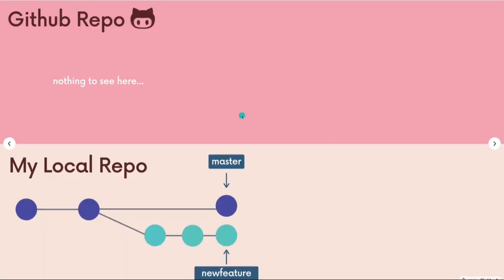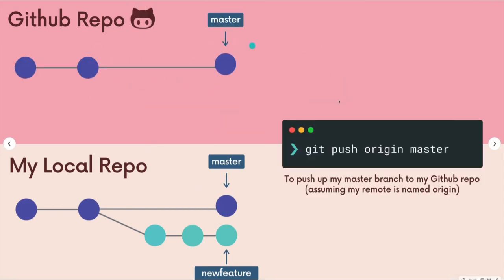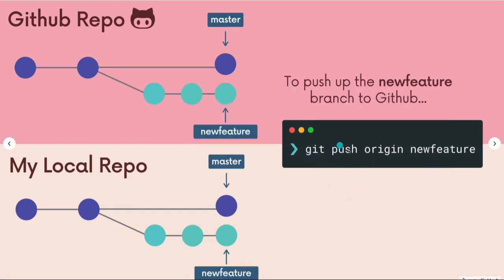What we just did was we pushed up our master branch to GitHub. So there was nothing on GitHub. I pushed up master. Whoops, I went too far. Git push origin master, assuming our remote is named origin. Now, in this diagram, I have a second branch called new feature. I'm going to push that up. Git push origin new feature.